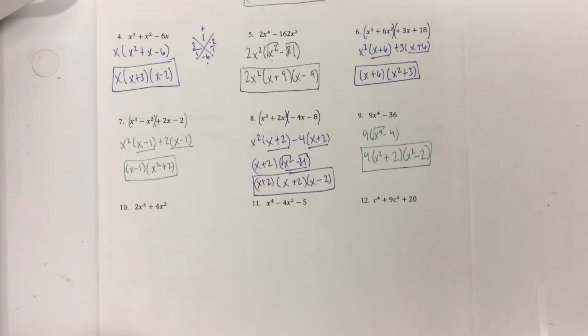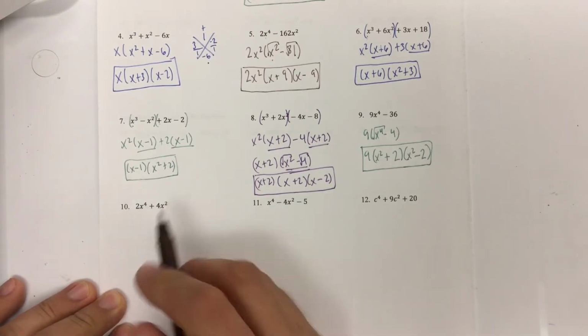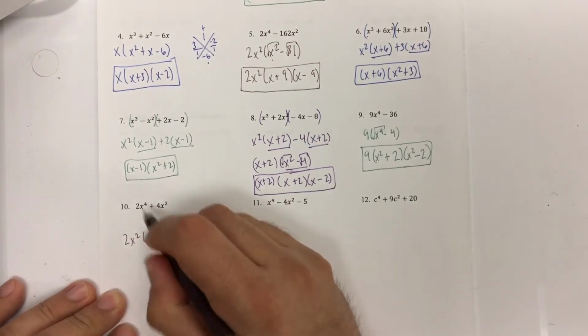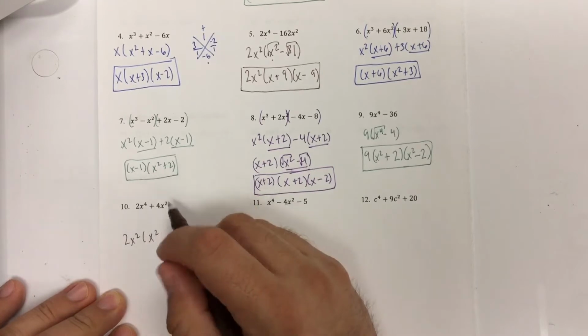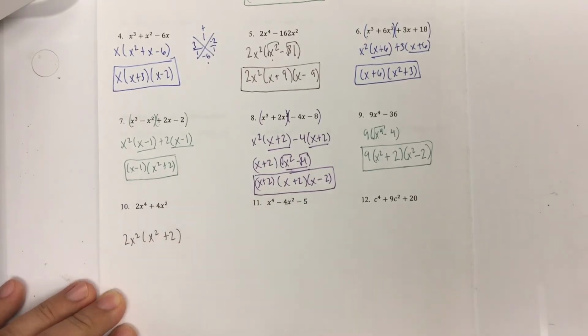All right, up to number 10. So for number 10, once again, standard form, yes. Greatest common factor, they both share 2x squared. 2x squared times x squared is x to the 4th. 2x squared times 2. And it doesn't look like I can go any further than that. Yeah, they're completely factored.